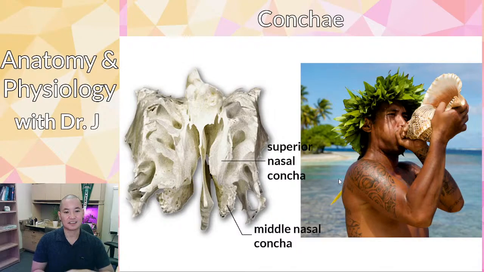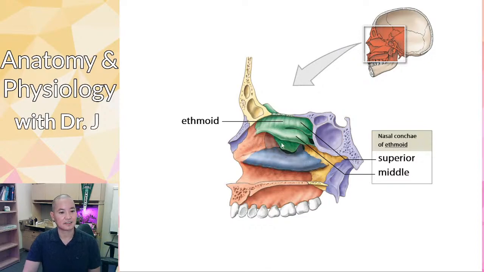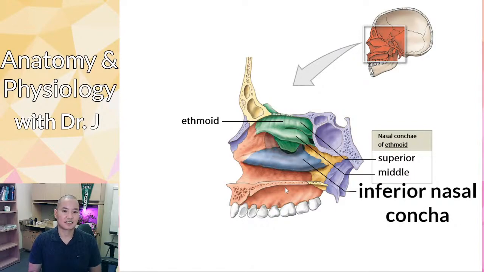Think of it this way: a conch shell has a spiral-like, intricate structure. The conchae actually share the same Latin root, so that's what they're called. Okay, so what we have are the superior and middle. Why are they colored green? Conchae is plural, concha is singular. What we have here is the ethmoid in green. The superior and middle conchae are actually part of the ethmoid bone, but the inferior nasal concha is considered its own thing.